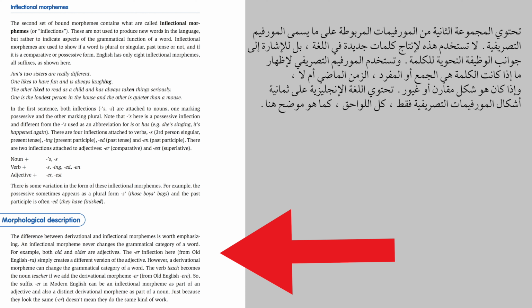However, a derivational morpheme هنا can change the grammatical category. راح يغير grammatical category أو الفئة القواعدية للكلمة. مثلا كلمة teach becomes teacher. If we add the derivation morpheme er from Old English er, so the suffix er in modern English can be an inflection morpheme as part of the adjective and also a distinct derivation morpheme as part of a noun. Just because they look the same, er doesn't mean they do the same kind of work.